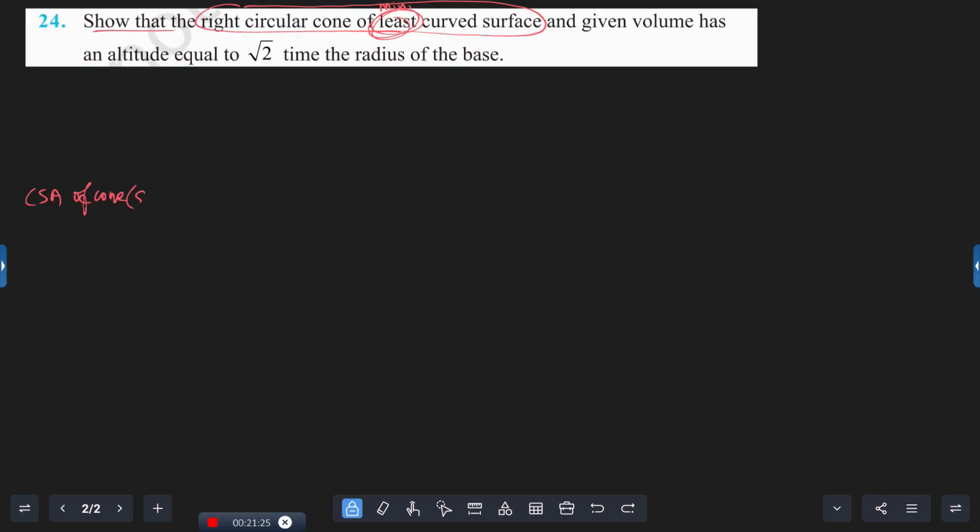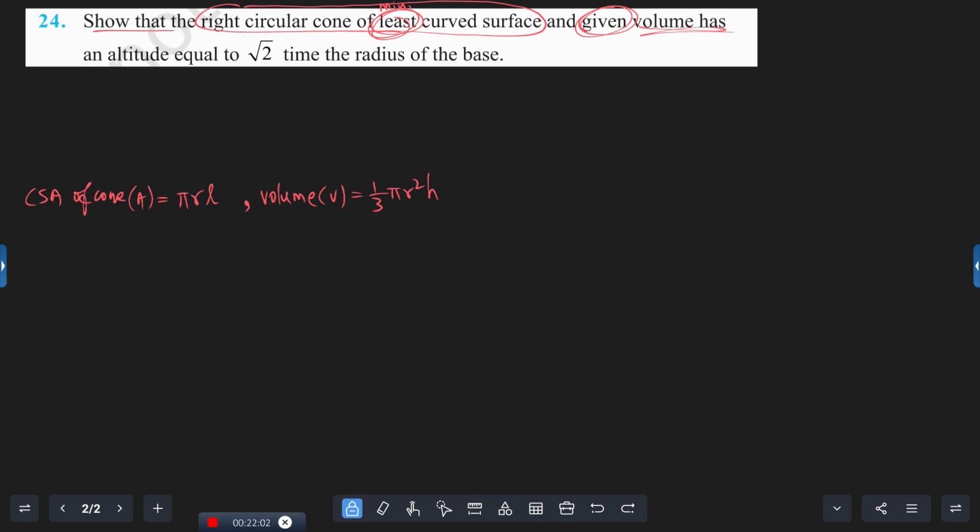CSA means area, I'll take A. A is pi R L. This one you want to differentiate. Understand? And volume is given. Given in the sense, we can use it to convert into a single variable. Volume is given, then we just have to use the volume. Volume of a cone is 1 by 3 pi r square h. This volume of cone we have to use.